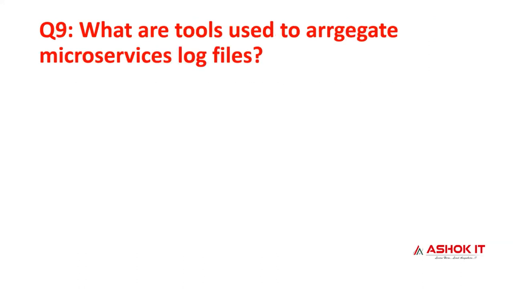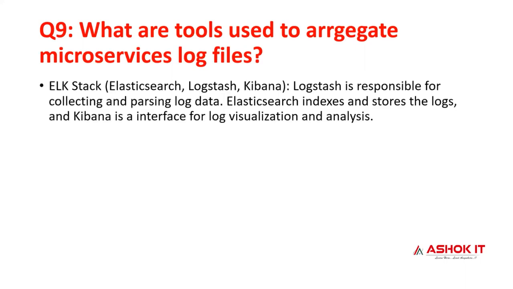Question number 9. What are the tools used to aggregate microservice log files? There will be multiple microservices running at multiple locations. We can use the ELK stack, one of the famous combinations. Here, ELK stands for Elasticsearch, Logstash, and Kibana. Logstash is responsible for collecting and parsing the logs. Elasticsearch is for storing and indexing the logs.